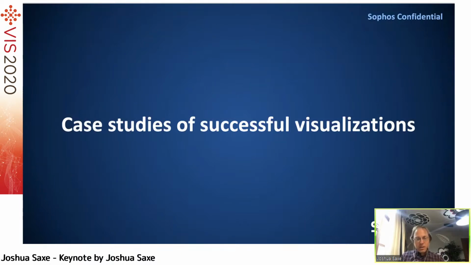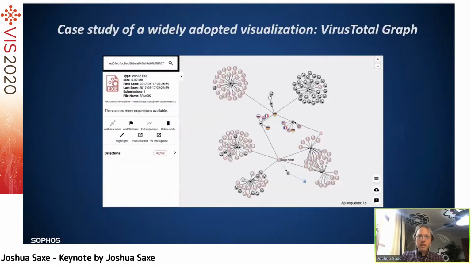Okay, so finally, I wanted to talk about some visualizations that have been successful. And I think that they can give us a bit of a conceptual heat map for knowing where we can pile on and do additional research that has a decent chance of making an impact. One is Google's VirusTotal Graph tool. I think this is a great example of a visualization that combines artificial intelligence. It uses artificial intelligence where artificial intelligence is appropriate, and uses visualization where human judgment is appropriate.